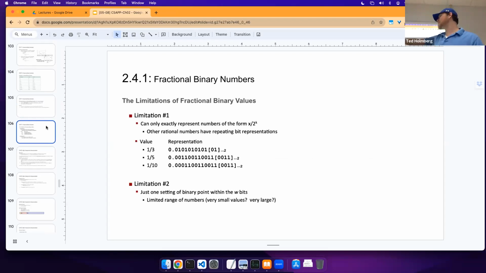Okay, let's see. So we've already kind of talked about limitations, and this is just impressing upon the concept that a limitation of our fractional binary values is that they're going to be approximations. And so if we wanted to actually see some representations of a value like a third or a fifth or a tenth, these representations would actually create an infinite sequence of bits to try to capture that. So you could kind of see what that would look like until we decide to kind of clip it at some point.